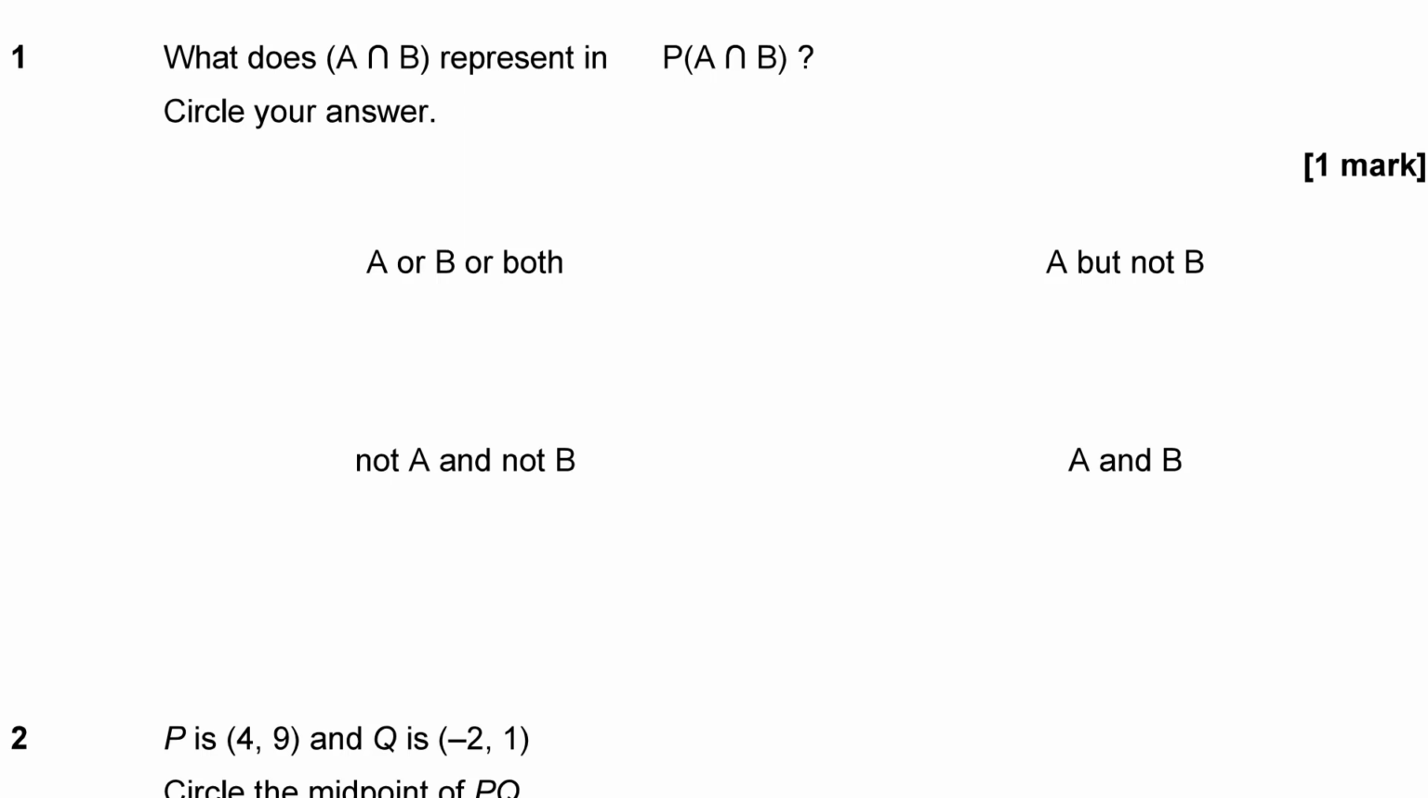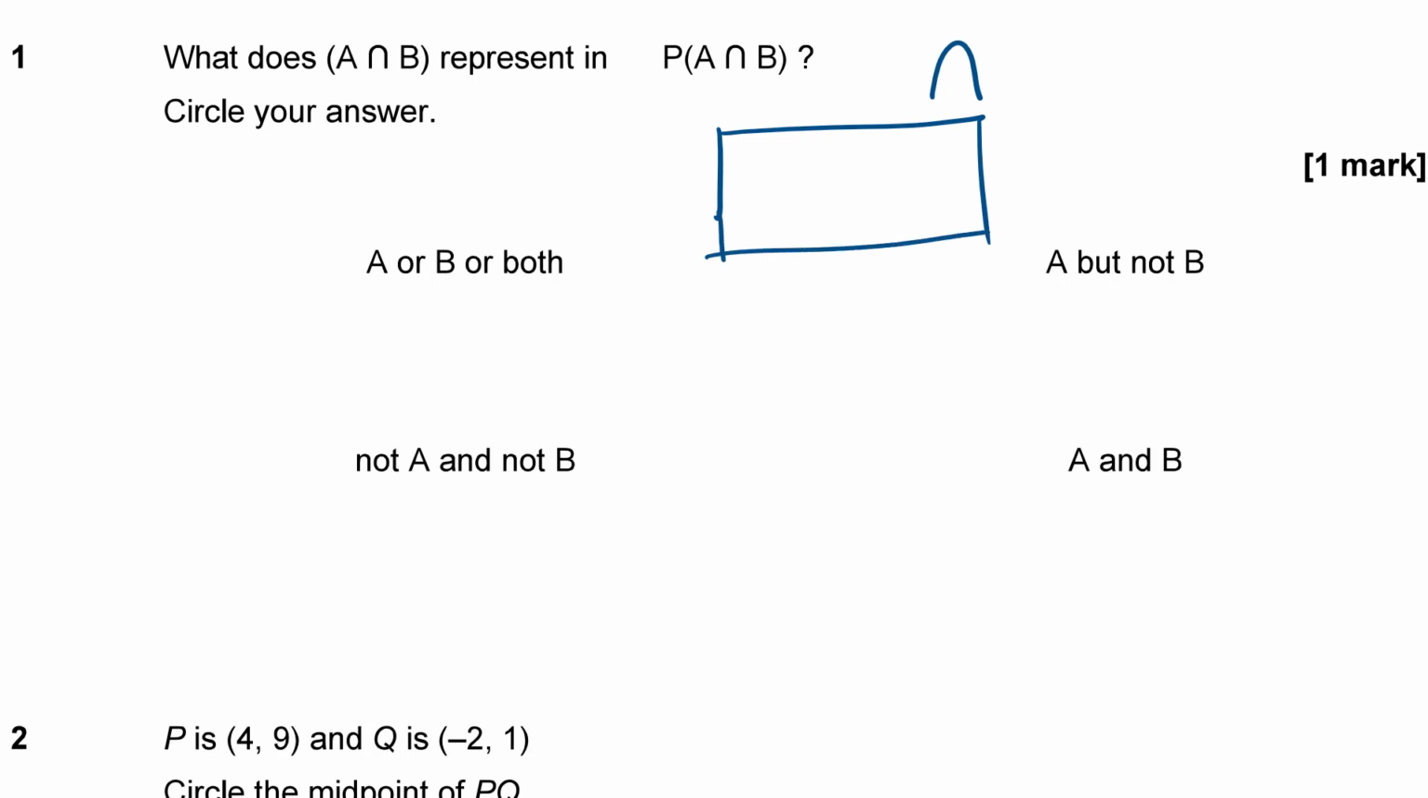Question 1. What does A intersect B represent in the probability of A intersect B? Circle your answer. Well, I think I've given it away there really. I'm just decoding what these things here represent. A intersect B, or this symbol here, means the intersection of. It means that an element lies in both sets.